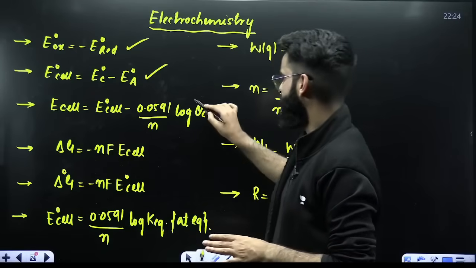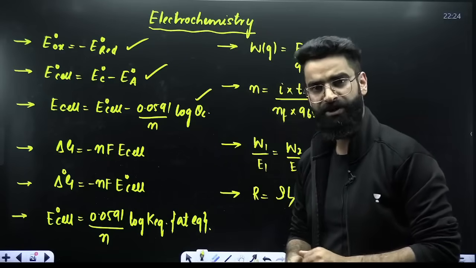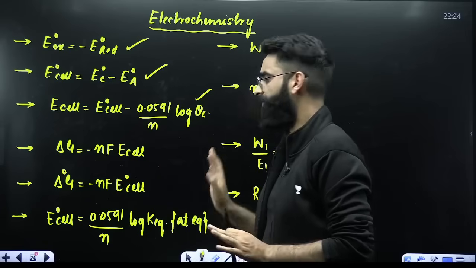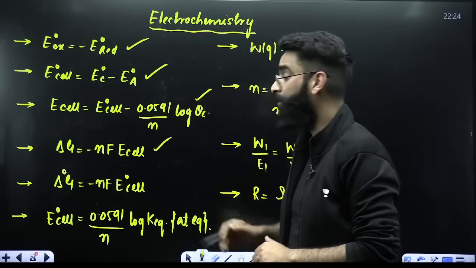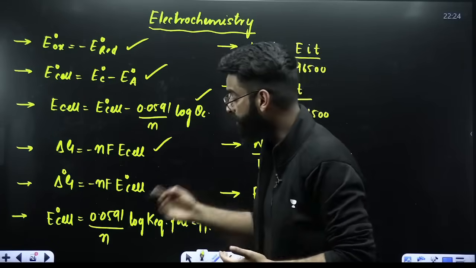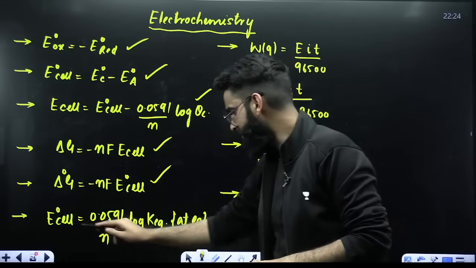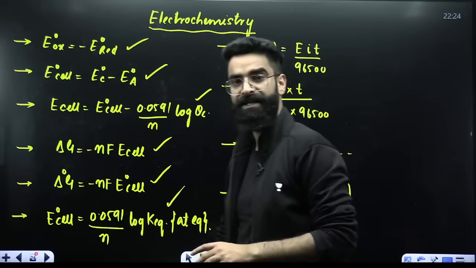Now, this is the Nernst equation which we use in most of the questions. E cell is equal to E naught cell minus 0.0591 divided by n log of Qc. Delta G for the cell is equal to minus nF E cell. Delta G naught for the cell is equal to minus nF E naught cell. When the cell is at equilibrium, this is the result which we use when the cell is at equilibrium.